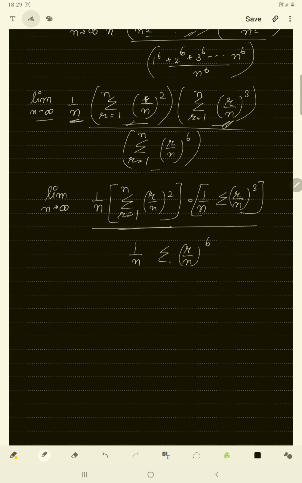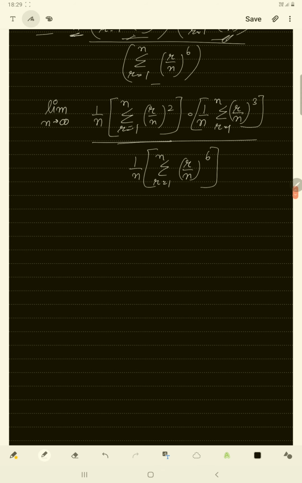So we have this term in our numerator and this term in our denominator. Now if you see, we have actually solved the problem for all the numerators and denominators. Now we just need to convert them into definite integration. So I'm going to write 1 by n converts into dx, and x to the power 2 multiplied by x cube dx divided by x to the power 6 dx.